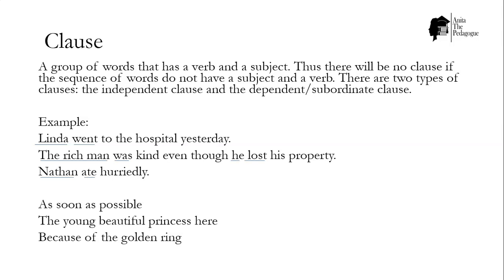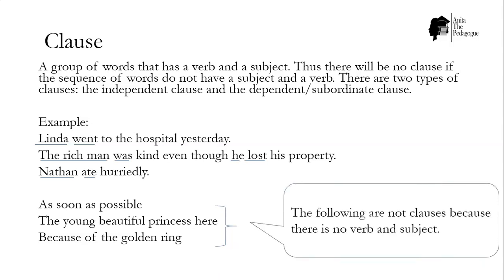As soon as possible. Can you find any verb here? No, no subject. Okay, the young beautiful princesses here. Again, no verb, no subject. Because of the golden ring. No verb, no subject. So these are not clauses, and it is because they do not have a verb and a subject. So we have that clear.